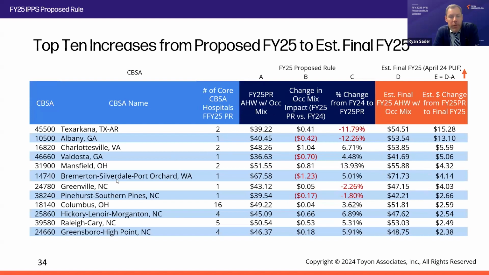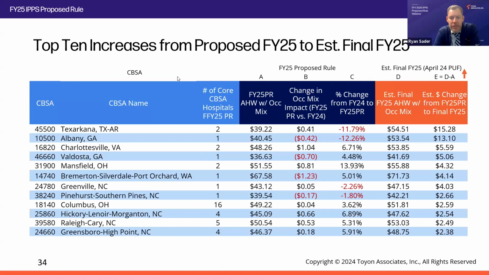And then, again, we spoke about this briefly. This is showing the top 10 increases from the proposed to the April data, what they call the quote-unquote final average hourly wage, or PUF. And like Fred alluded to, you see some significant swings. I guess one big one here is Columbus, right? So Columbus had 16 hospitals, and yet they had an increase of $2.59. So that's good for folks in Columbus.